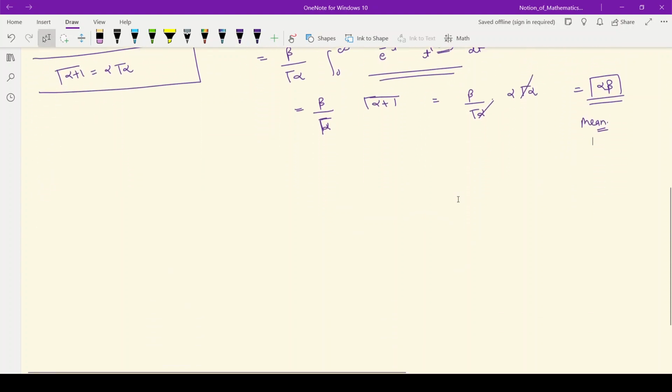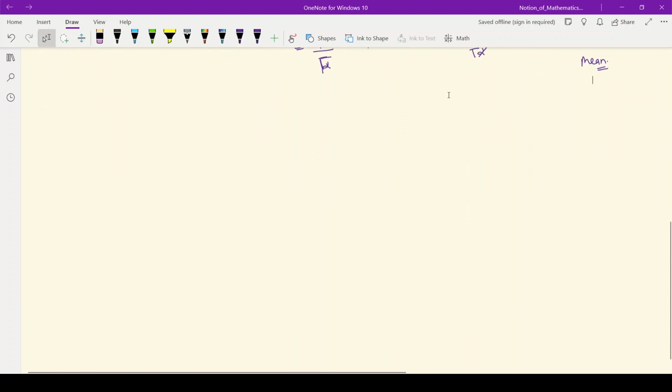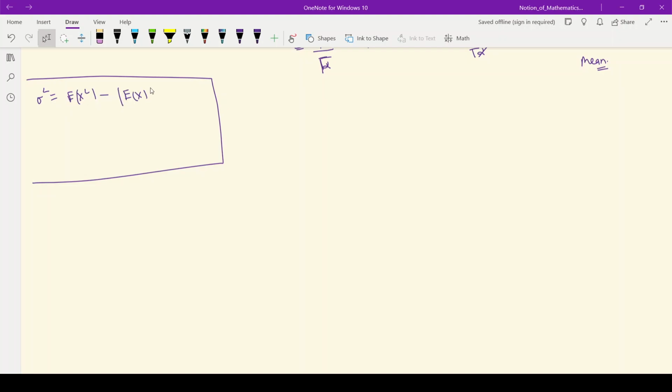Now after finding out the mean of the gamma distribution, we can try to find the variance of the gamma distribution. Variance is just the expectation of x square minus the expectation of x whole square. So this particular value we already have with us. Now we will try to find this particular value, that is the expectation of x square.